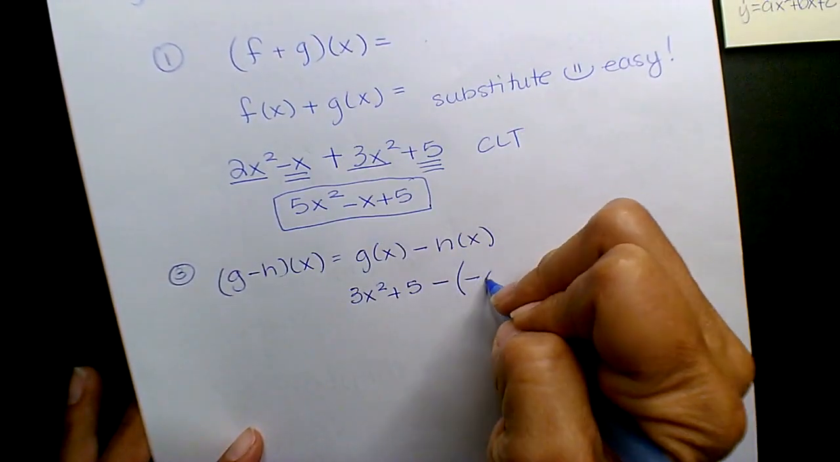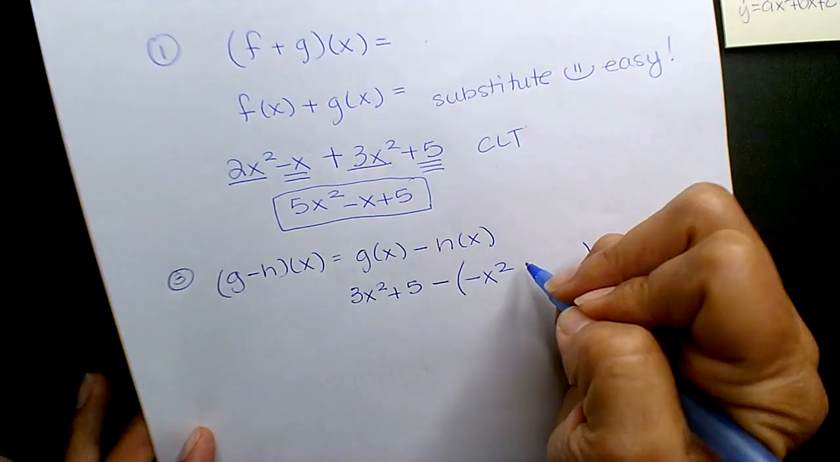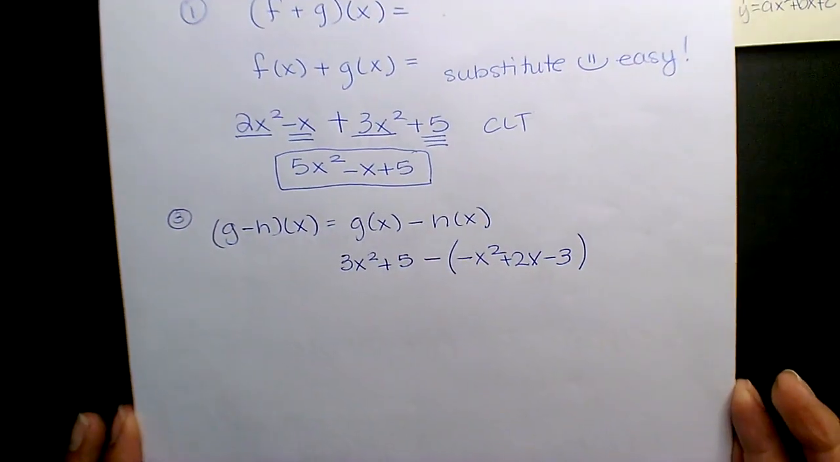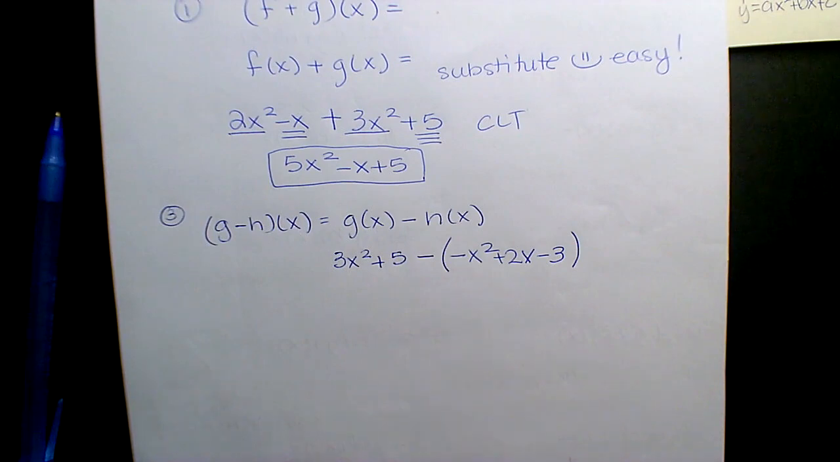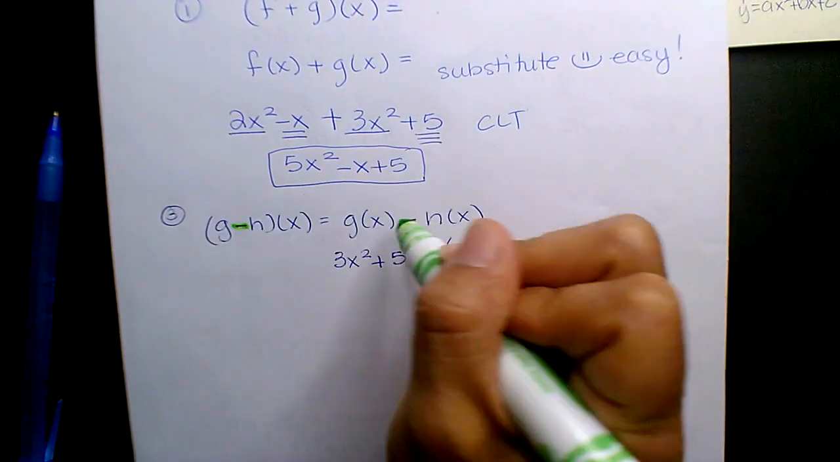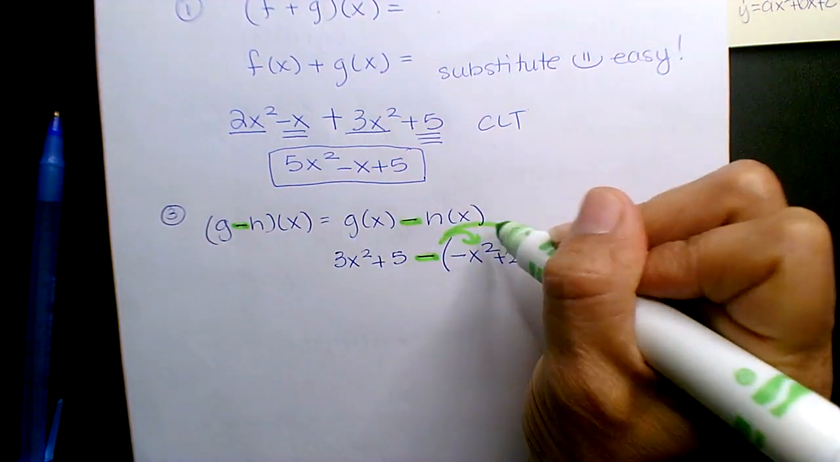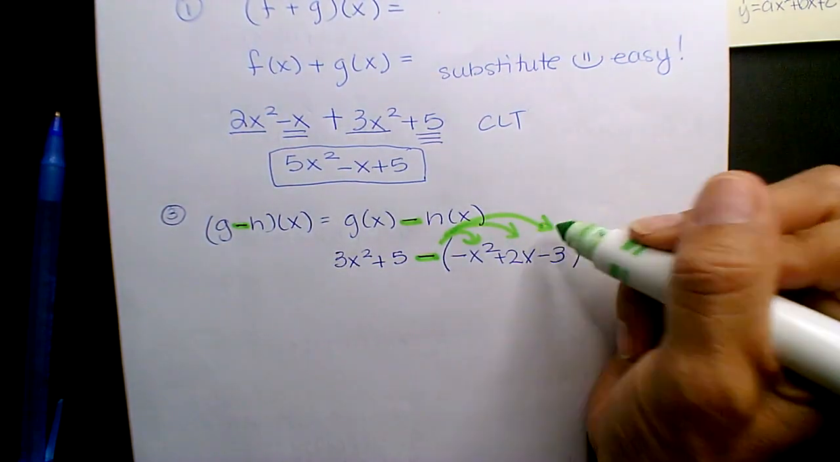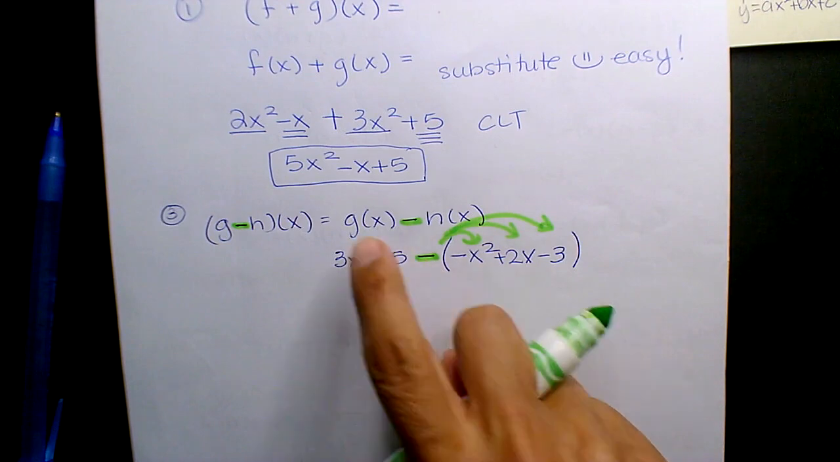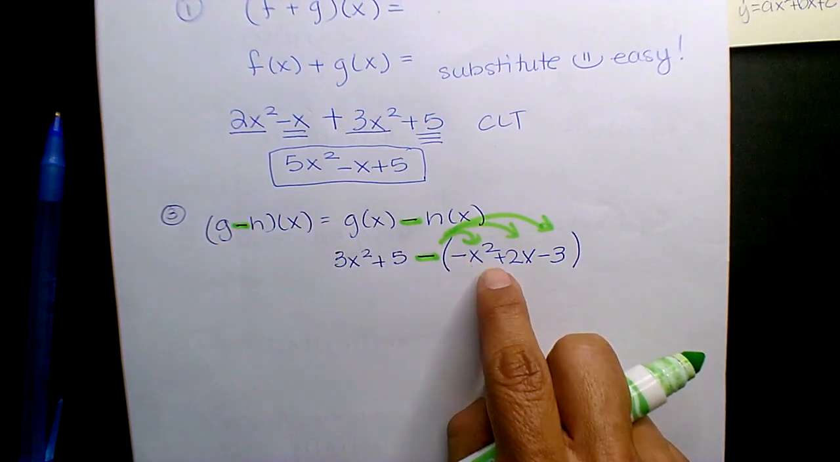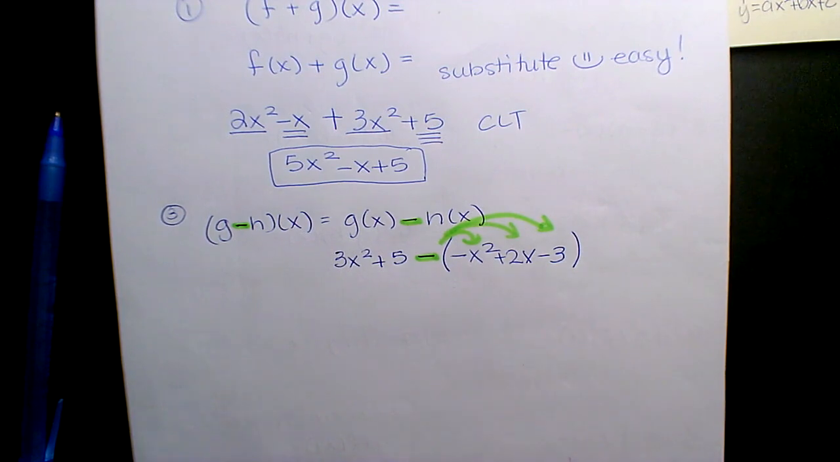Minus x squared plus 2x minus 3. Okay. You have to be careful that when you're subtracting, you need to distribute that negative. So on a subtraction, the second function listed, all it does is switch the sign. Yeah? It's like the distributive property.